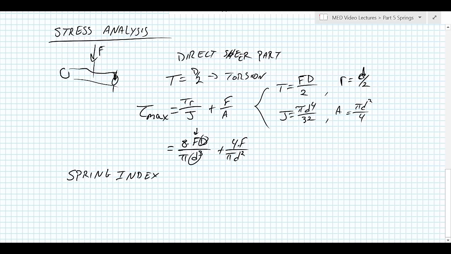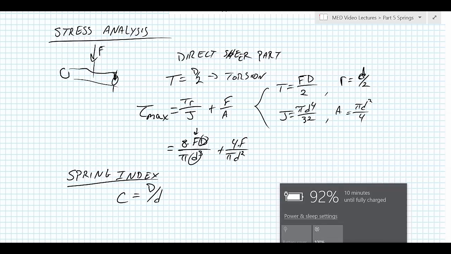And I'm going to use the same as the book, which is C here for the spring index. So the spring index is the mean coil diameter over the wire diameter. Now, why this is useful is that it's a good way to characterize springs.